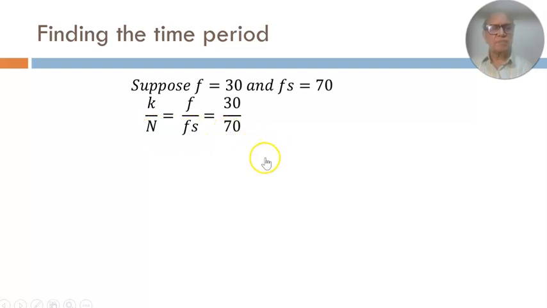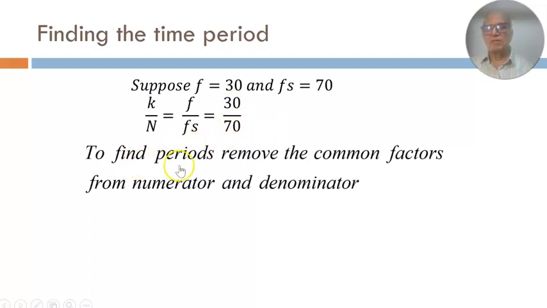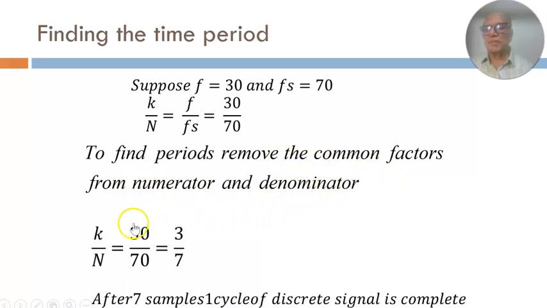However, note that we are interested in finding out the minimum value of N after which the sine wave repeats. That is always the case for finding the time period, because the sine wave will repeat for so many samples. It will repeat for the minimum value of N, then at 2 times that, again it will repeat, and so on. So what you have to do is to remove the common factors from this ratio. To find the period, remove the common factors from the numerator and the denominator. So you get k by N, that is 30 by 70, that is 3 by 7. So this 0 cancels here, and you get 3 by 7.